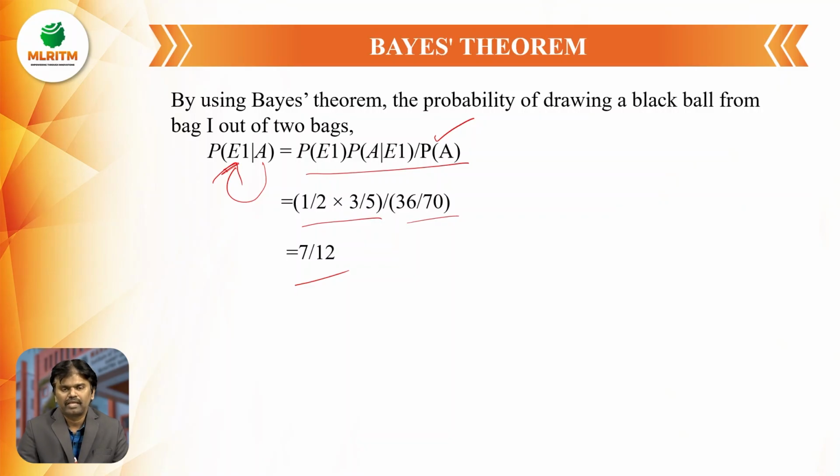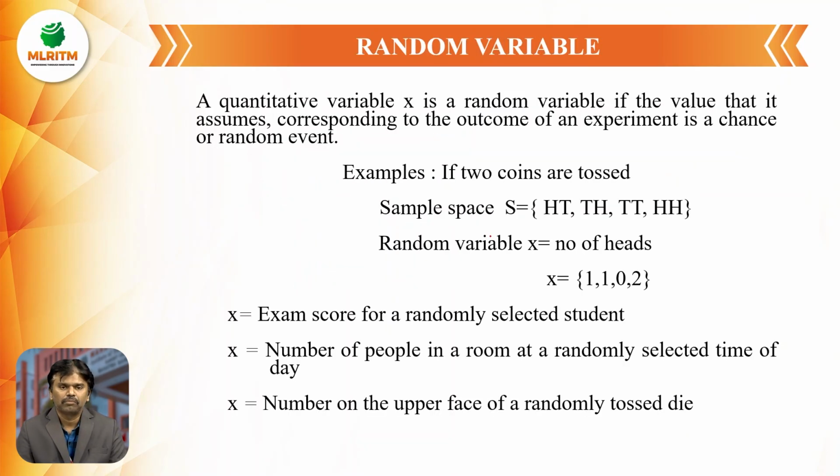That is the difference between Bayes theorem and total probability. We are finding the total probability of a black ball that comes from any one of the bags, that is, from either bag 1 or bag 2. Here Bayes theorem finds the probability of selecting a black ball that comes from bag 1 only. Okay. Next one is random variable.